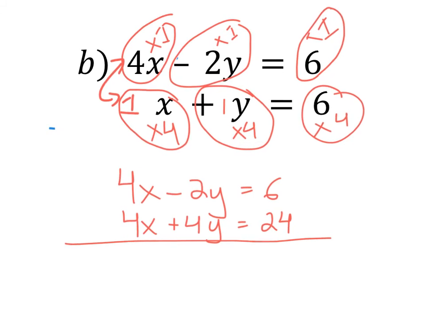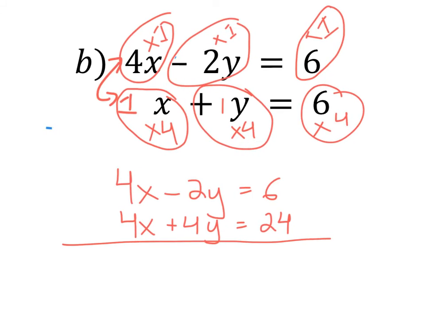Now that I can see that my first two terms are both 4s, now I can use my method that I'm used to of adding or subtracting to eliminate. So we can try to add first. 4 plus 4 is 8, so that's not 0. 4 minus 4 is 0. So then I'm going to choose to subtract my variables together.